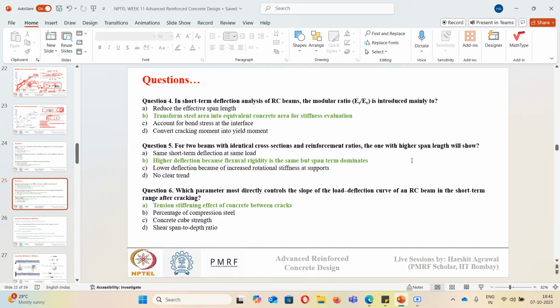So suppose in a reinforced concrete beam, I have reinforcement on the compression side also and the tension side also. Due to reinforcement on the compression side, the deflection is lower compared to a beam where there is no compression reinforcement, because there will be a stiffening effect generated under the loading. So that's why we say tension stiffening effect of concrete between cracks. This parameter most directly controls the slope. That's why we have taken that factor as 0.85 times Icr. That was just for safety consideration.